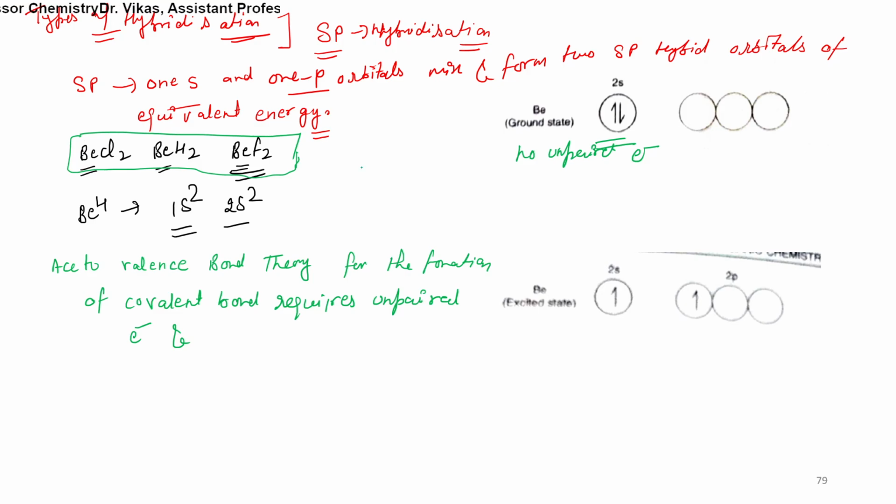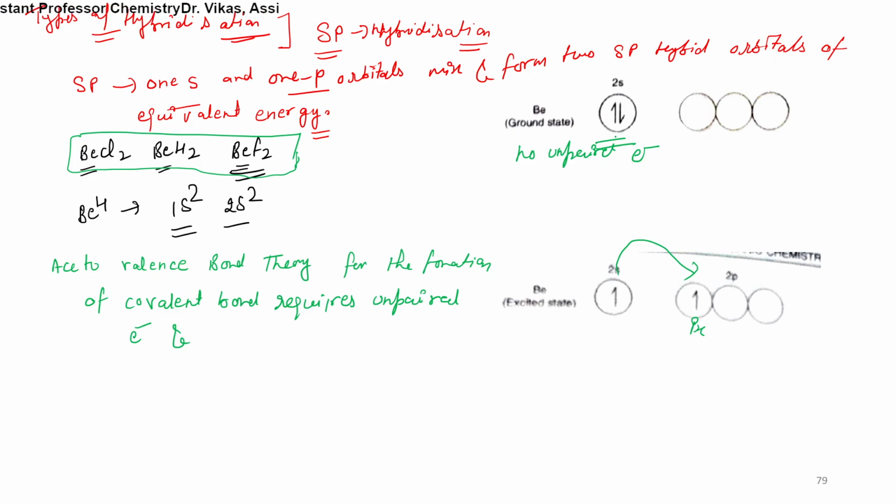So there is a promotion of electron. When the molecule absorbs energy, the electron is excited from the ground state to the excited state, from the 2s orbital to the px, py, pz orbitals. Okay, so it is expected that in the ground state there is no unpaired electron.